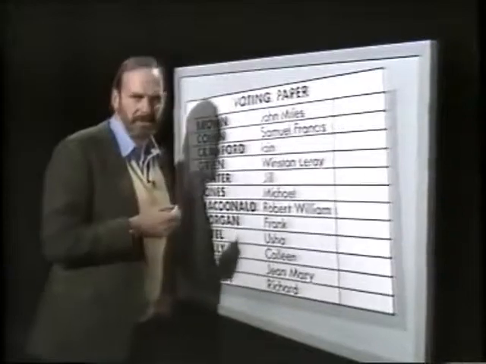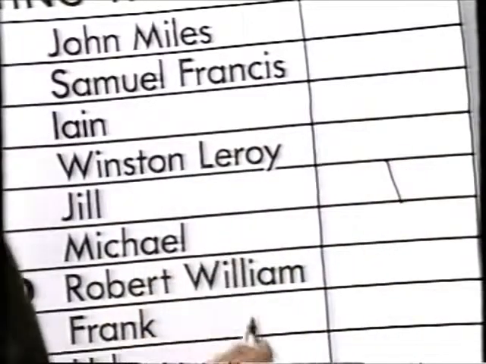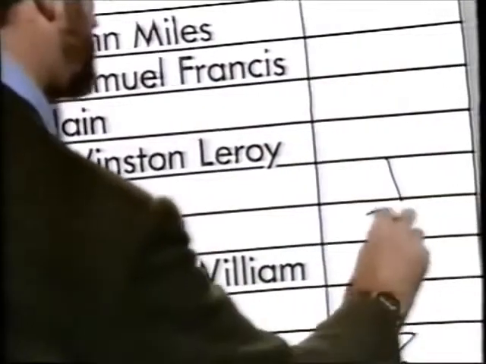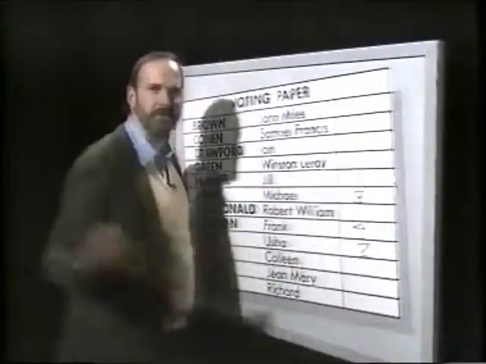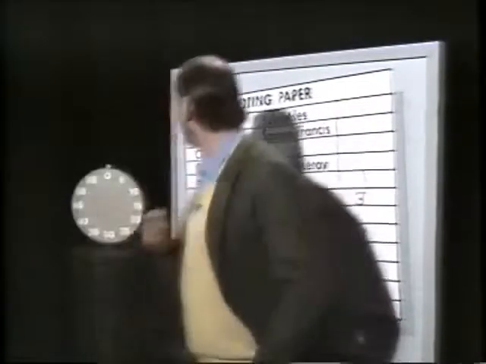Now, instead of putting an X against the person you want, you put 1 against them, then 2 against the one you like next best, 3rd choice, 4th choice, and so on. That's it. All the rest is the polling officer's problem.